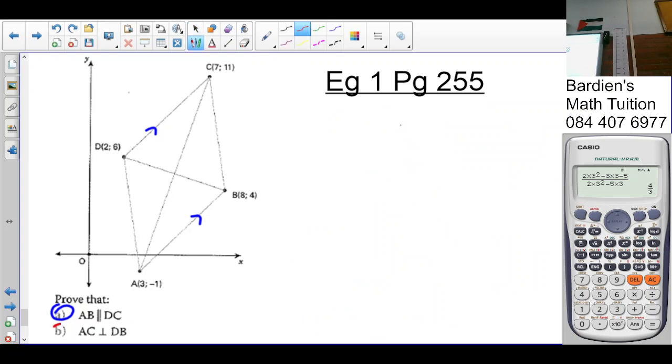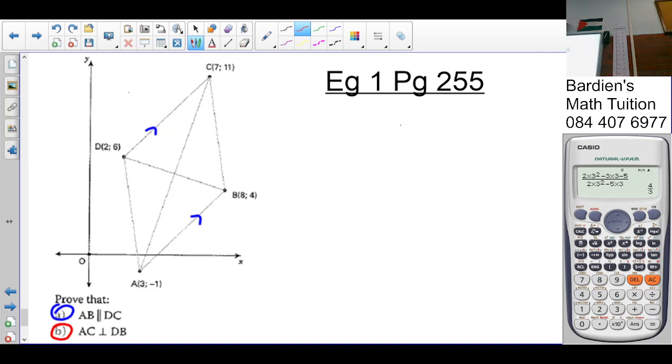Alright, let's look at B. In B, they ask you to prove that AC is perpendicular to DB. Okay. So if lines are perpendicular, what do we know? The product of the two gradients is -1. Yes. So to prove that these lines are perpendicular, we prove that the product of the two gradients is -1. If they tell us it is perpendicular, we know that the product of the two gradients is -1. If they ask us to prove that it is perpendicular, you show that the product of the two gradients is -1. Make sense?